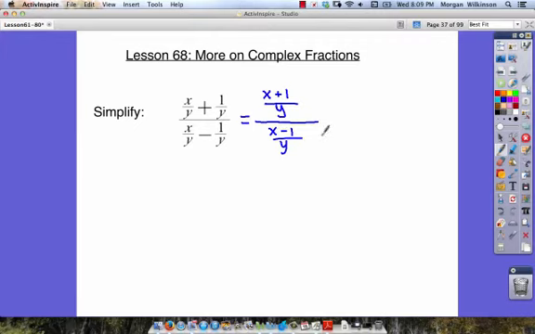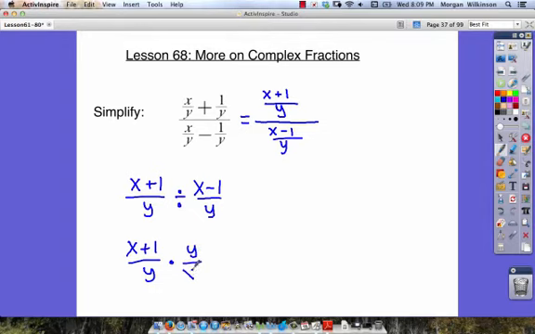Now here we're dividing our fractions. We've got x plus 1 over y divided by x minus 1 over y. Now sometimes it's easier to take these and look at them horizontally. So we can say x plus 1 over y divided by x minus 1 over y. We know when we divide fractions we just have to copy, dot, flip. So we're going to get x plus 1 over y times y over x minus 1.